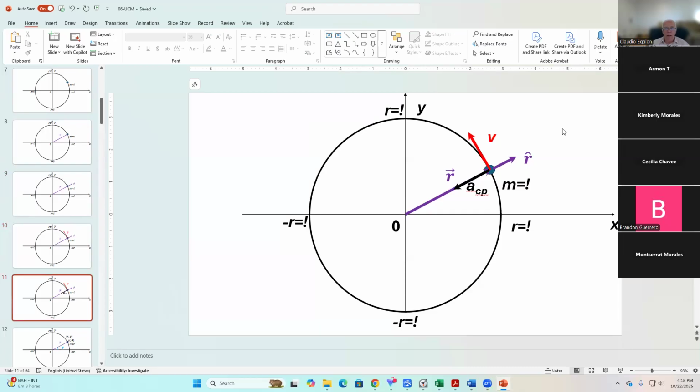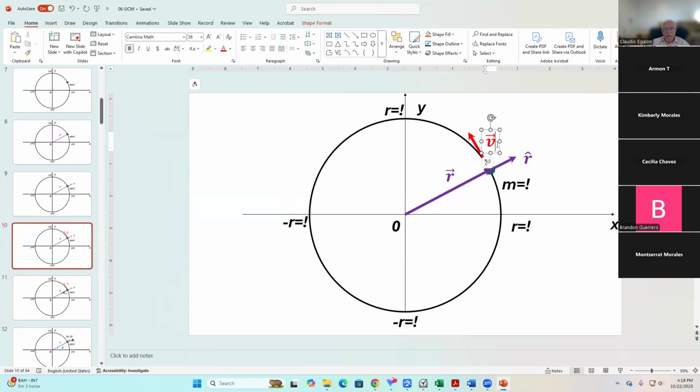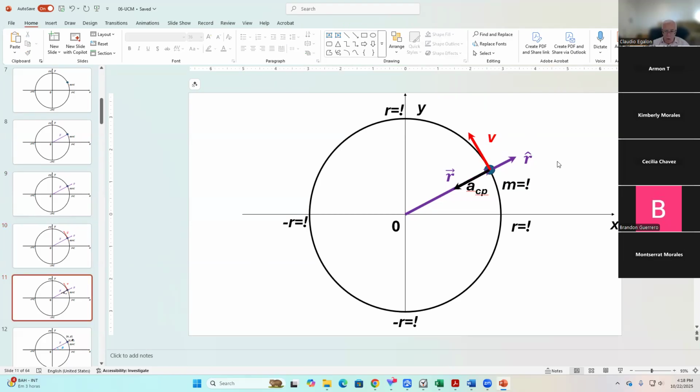And what about the acceleration? There will be an acceleration, and this acceleration is going to be towards the exact center of the circle. How do I know it's towards the exact center of the circle? First, we do know that the acceleration vector points towards the concavity of the path. That we know.